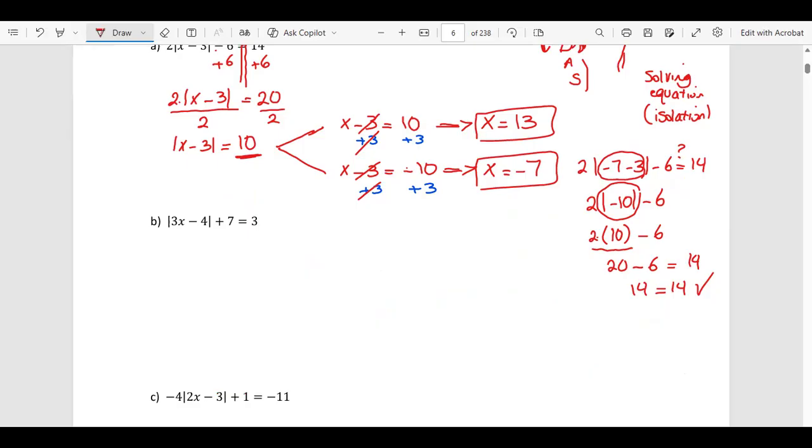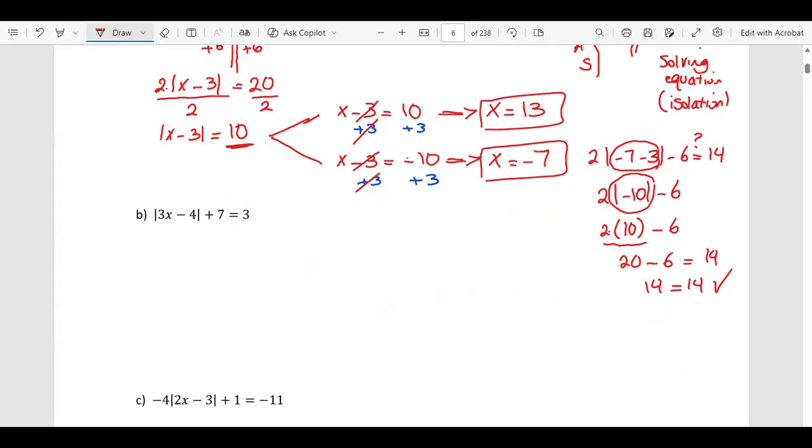Let's solve the next equation. Step 1, isolate the absolute value. Since the absolute value is on the left side, I need to get rid of 7, move it to the right. And to move 7 to the right, since 7 is adding, I need to subtract 7 from both sides. So the absolute value of 3x minus 4 is equal to, what is 3 minus 7? Negative 4.